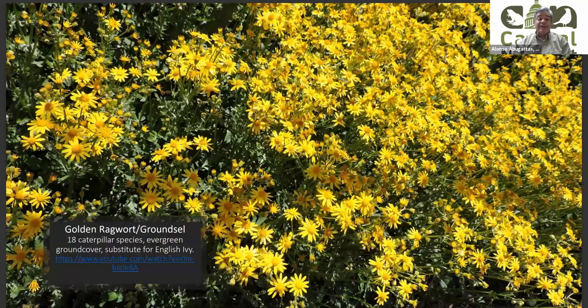So golden ragwort is one that I mentioned. And again, it's an evergreen ground cover. Great for replacing things such as English ivy, which climbs the trees, provides all sorts of moisture that can also invite less than ideal fungal sources, acts like a sail to help knock down trees, and overweighs the trees. So this is a good one. On top of everything else, not only is it a pretty evergreen ground cover, but it's got 18 different species of caterpillars that feed on it. So it's a good plant if you want an evergreen ground cover. Next one, please.